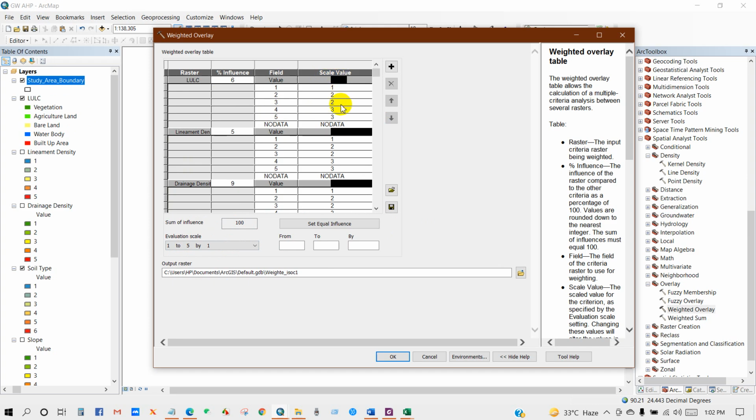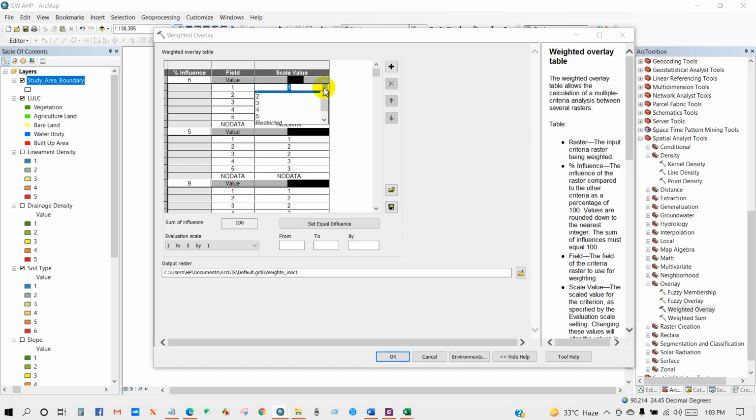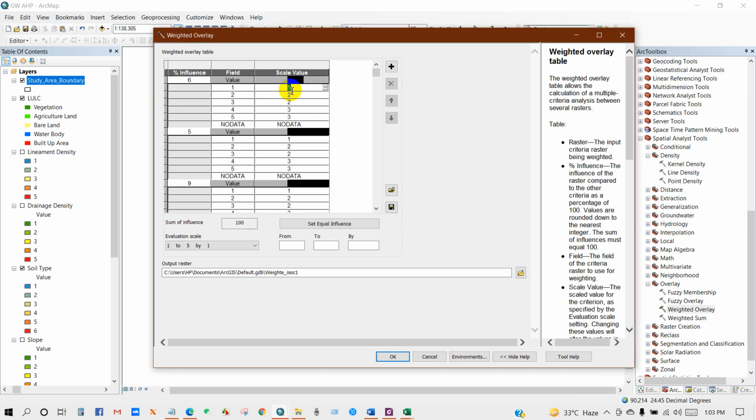So, here the first factor is land use and land cover changes. In forest and agricultural land, runoff is generally less and infiltration is more. Whereas in bare surface and settlement areas, the rate of infiltration usually decreases. Water bodies have the highest infiltration rate. So therefore, here for vegetation, I will give the highest rank, and it is a 5.